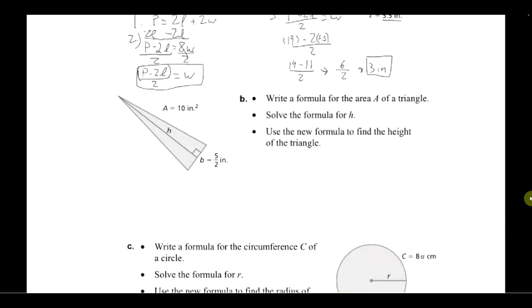Now that first one I did the slowest, let's speed this process up a little bit. So let's quickly write the formula for a triangle. The area of a triangle, which would be area equals, area of really any polygon is base times height, but we know a triangle, they're going to cut that in half. Now it says let's solve for h.